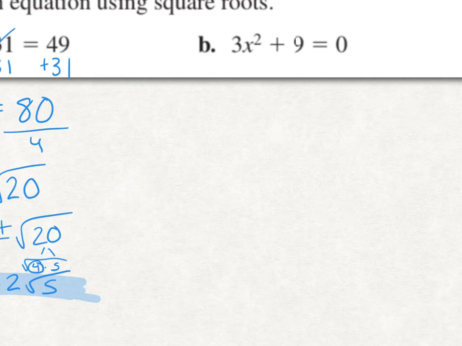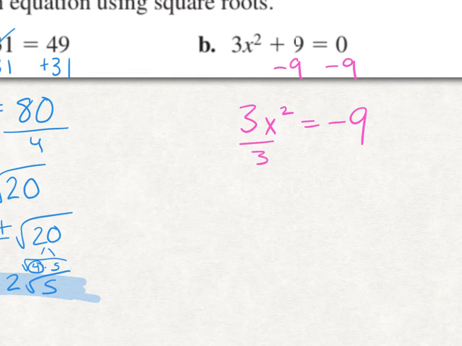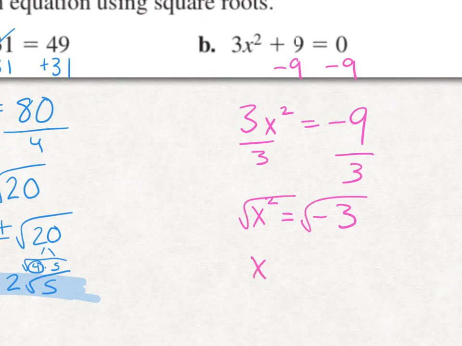What do we need to do first here? Subtract the 9. So we have 3x squared is equal to negative 9. What do we do next? Divide by 3. X squared is equal to negative 3. What do we do next? Square root. So we get x is equal to plus or minus square root negative 3.